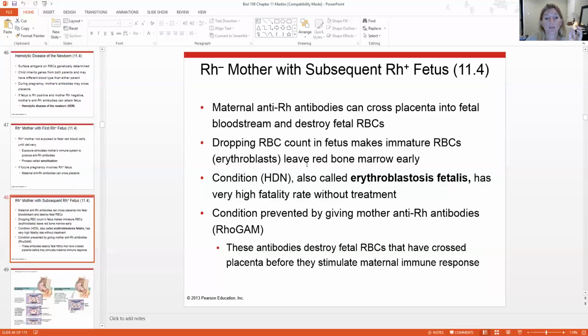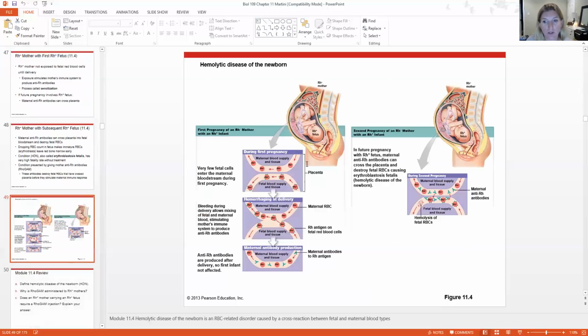So there's basically a shot that mothers can take if they're Rh negative. It's called RhoGAM. RhoGAM is going to basically desensitize the mother to those Rh antibodies in the case that her unborn baby may be Rh positive. So Rh negative mothers who are pregnant with their second child should be aware of the fact that they need to take RhoGAM shots in order to prevent erythroblastosis fetalis, which is basically the fetus dying because of the attacking mother's antibodies.